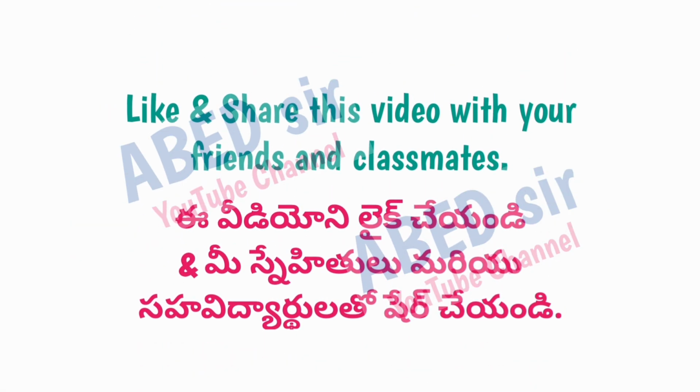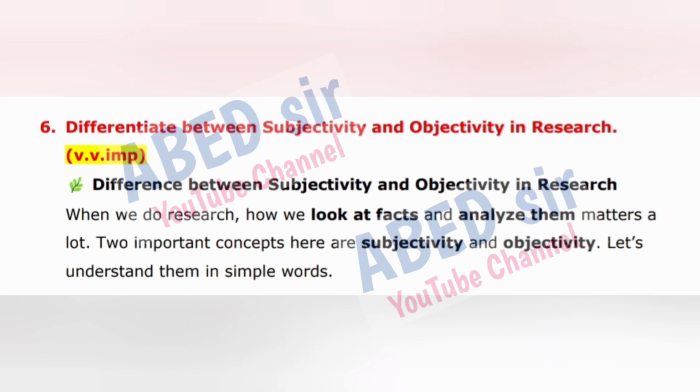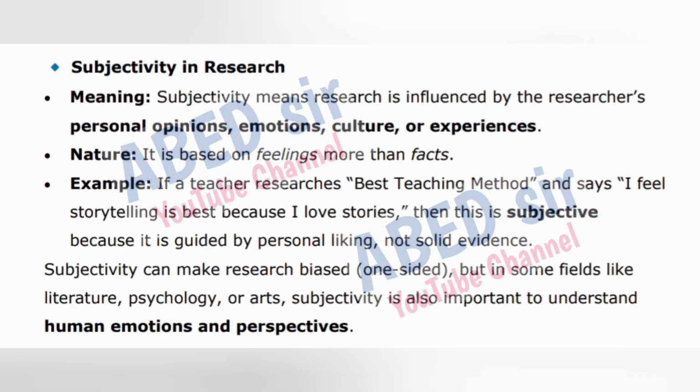Next important long question is 6. Difference between subjectivity and objectivity in research. When we do research, how we look at facts and analyze them matters a lot. Two important concepts here are subjectivity and objectivity. Let's understand them in simple words.